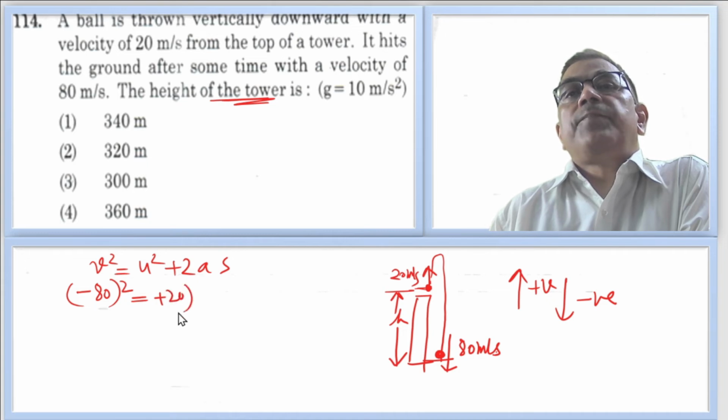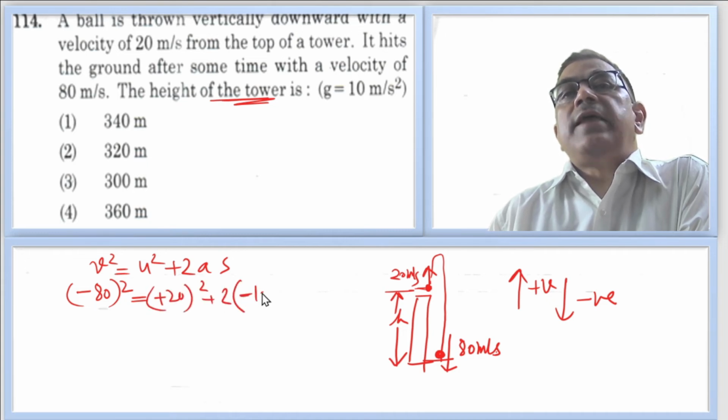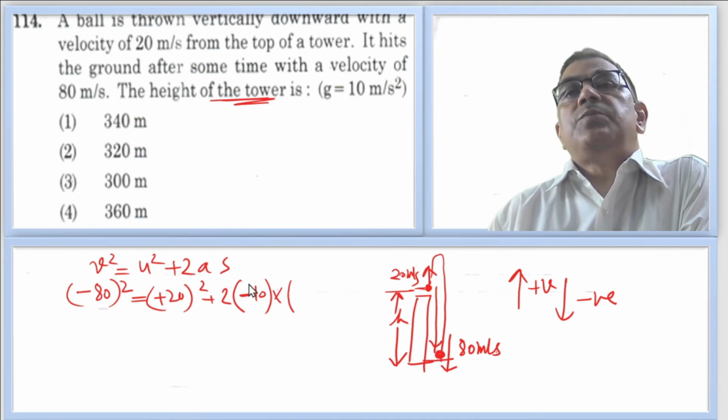U is plus 20 whole square, plus twice a, which is minus 10, because acceleration due to gravity is in the downward direction. And displacement: this is the initial and this is the final position. Displacement is always from initial to final position. This is displacement, and it is in the downward direction. Because we are supposed to find the height of the tower, let's write this as h.